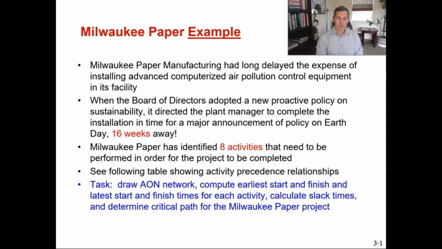See the following tables for activity precedence relationships. I'm going to give you all the precedence relationships and all the time estimates that are needed, and then we're going to do an AON network diagram together. We're going to compute the early start and early finish times, as well as the latest start and latest finish times. We will calculate the slack for every activity, and then finally we will calculate the critical path for the Milwaukee Paper project.